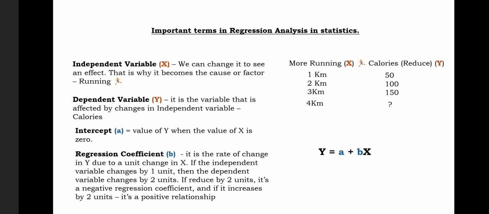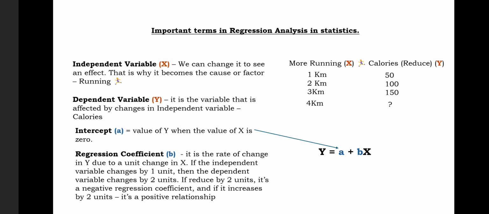So do you know that you can find or predict the calorie reduction for the next run by this mathematical function, which is the mathematical function of regression analysis: y is equal to a plus bx. Now remember, you have x, yes I have x. Do you have y? Yes I have y. But what I don't have is a and b.